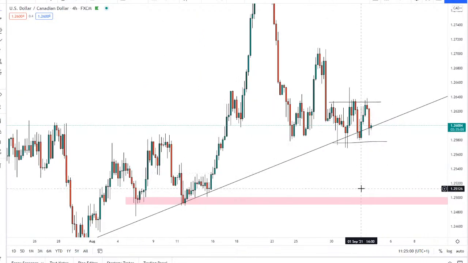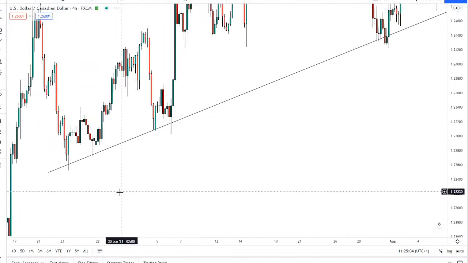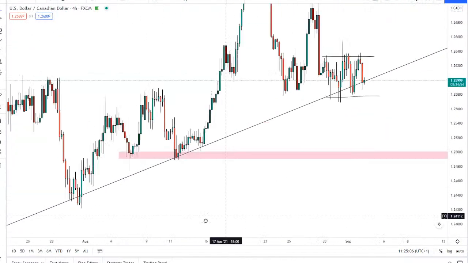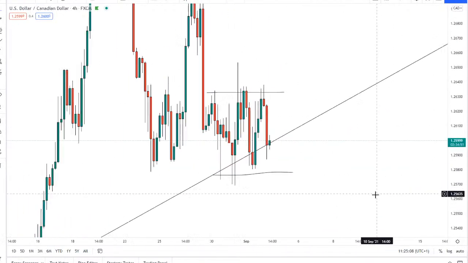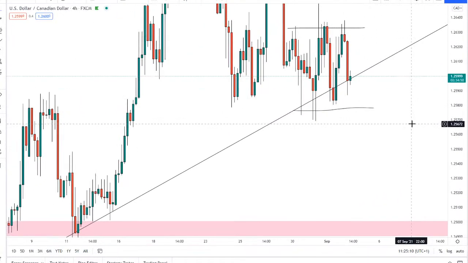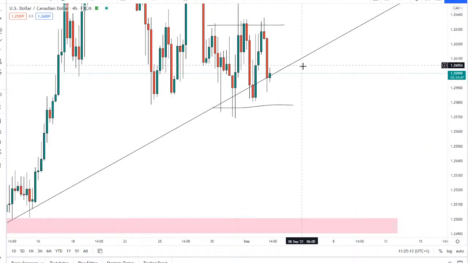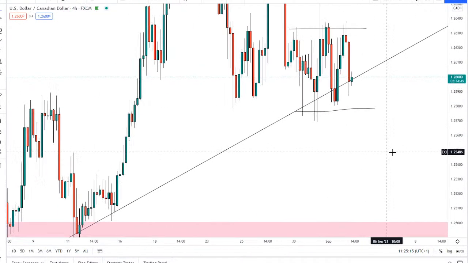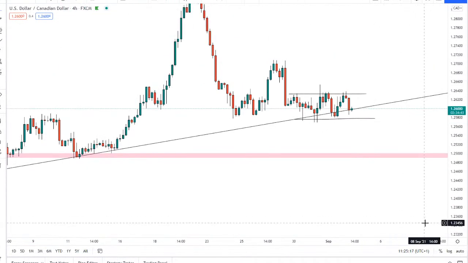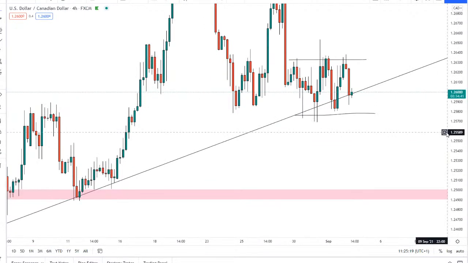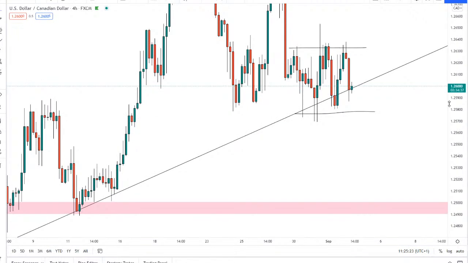I wouldn't short USD CAD where it is right now because we're coming into that daily trend line. You can see here all those tests of that trend line. I don't really want to short into that. Maybe on the break and the retest, that could be a nice opportunity, but I think USD CAD could be on its way down, which means a lot more weakness in the dollar, or a lot more strength in the CAD.